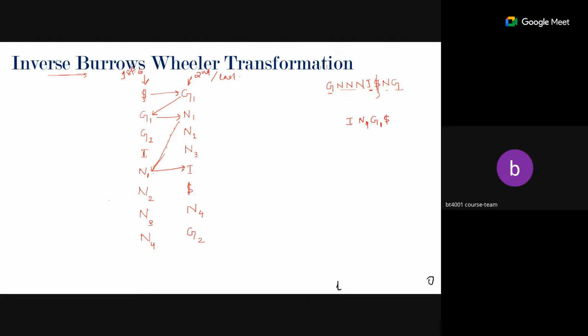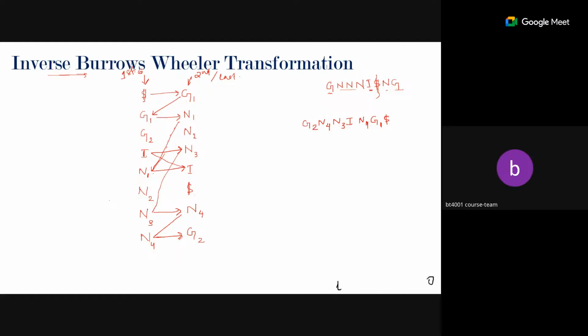Okay. Now I in the first column is pointing to N3. So we will have N3 over here. Now N3 will precede I. Okay. So now N3 in the first column is pointing to N4. So N4 will precede N3. Now where were we? N4 in the first column is pointing to G2. So G2 will precede N4.